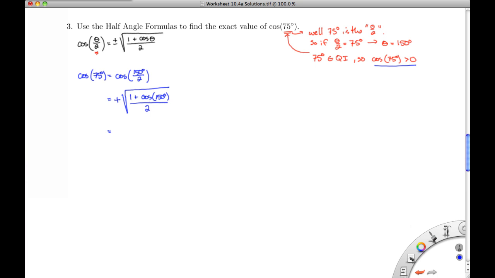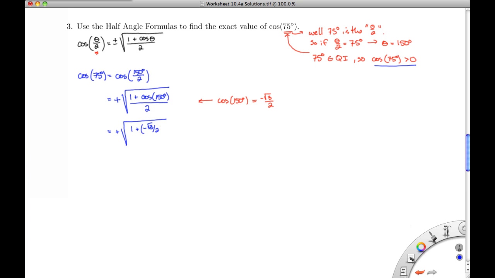So now the only other thing we need to figure out here is, what is the cosine of 150 degrees? So that's going to be plus the square root of 1 plus the cosine of 150 degrees, let's make a note of this here so we know. So cosine of 150, unit circle, reference triangles, how you want to get there is up to you. It's going to be the negative square root of 3 divided by 2. So we plug that into our half angle formula.